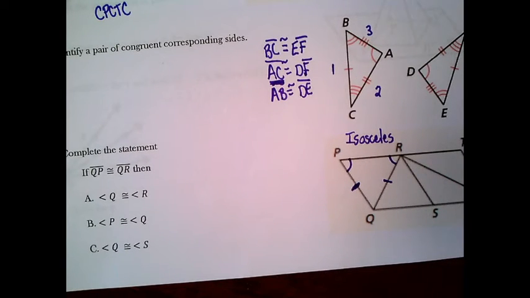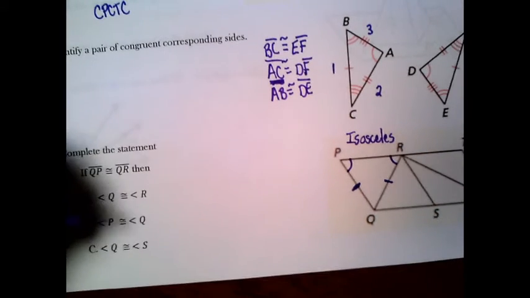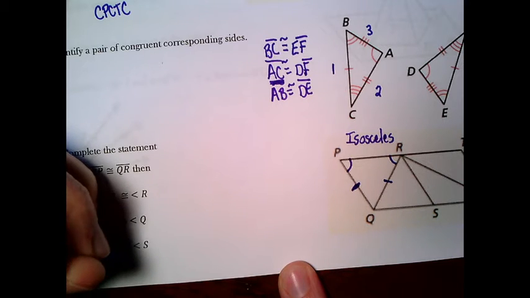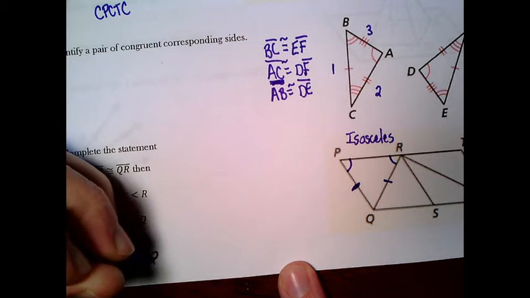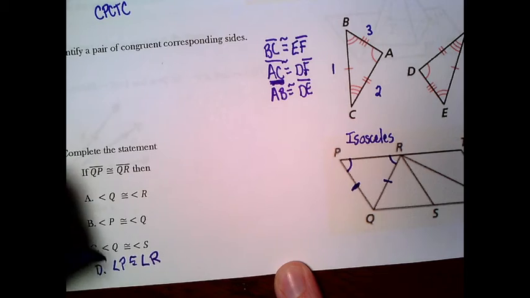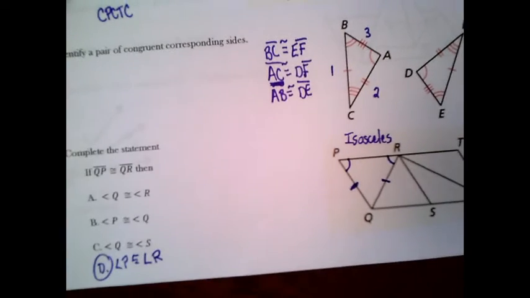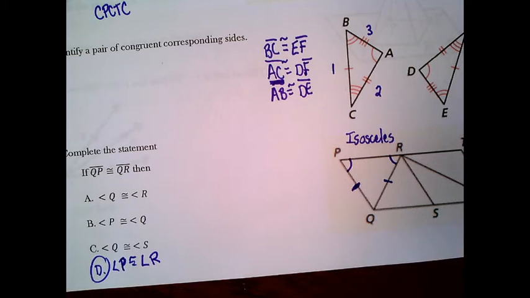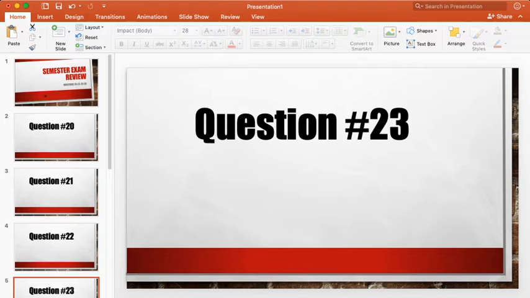So let's go down and look at our options. Which one of those says that angle P and R are congruent? Well, it's not on my paper, but it is option D. Angle P is congruent to angle R. So it's letter D. I didn't have it on mine. You have it on yours. Okay. Alrighty. That was it.